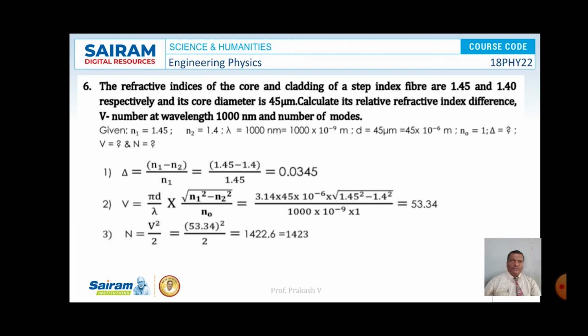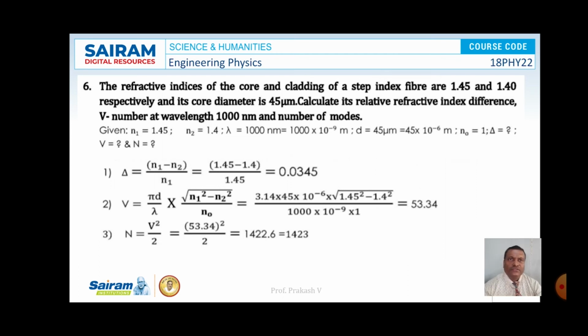The refractive indices of core and cladding of a step index fiber are 1.45 and 1.40 respectively, and its core diameter is 45 micrometer. Calculate its relative refractive index difference, V number at wavelength 1000 nanometer, and also number of modes. So here we have to calculate relative refractive index, that is nothing but delta.